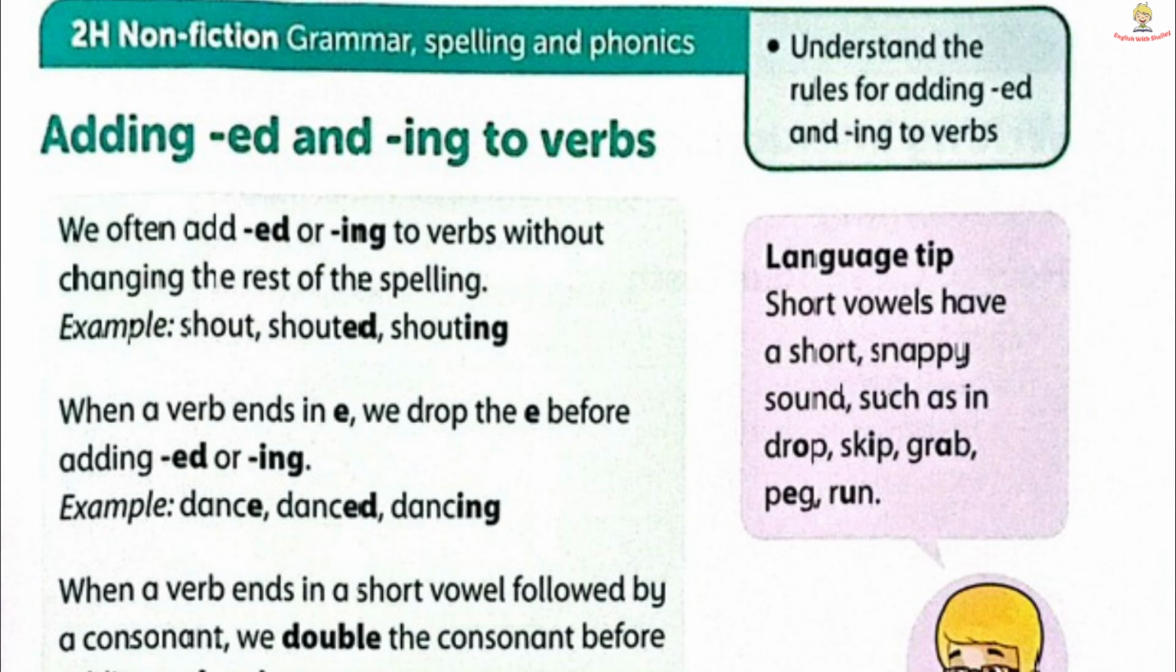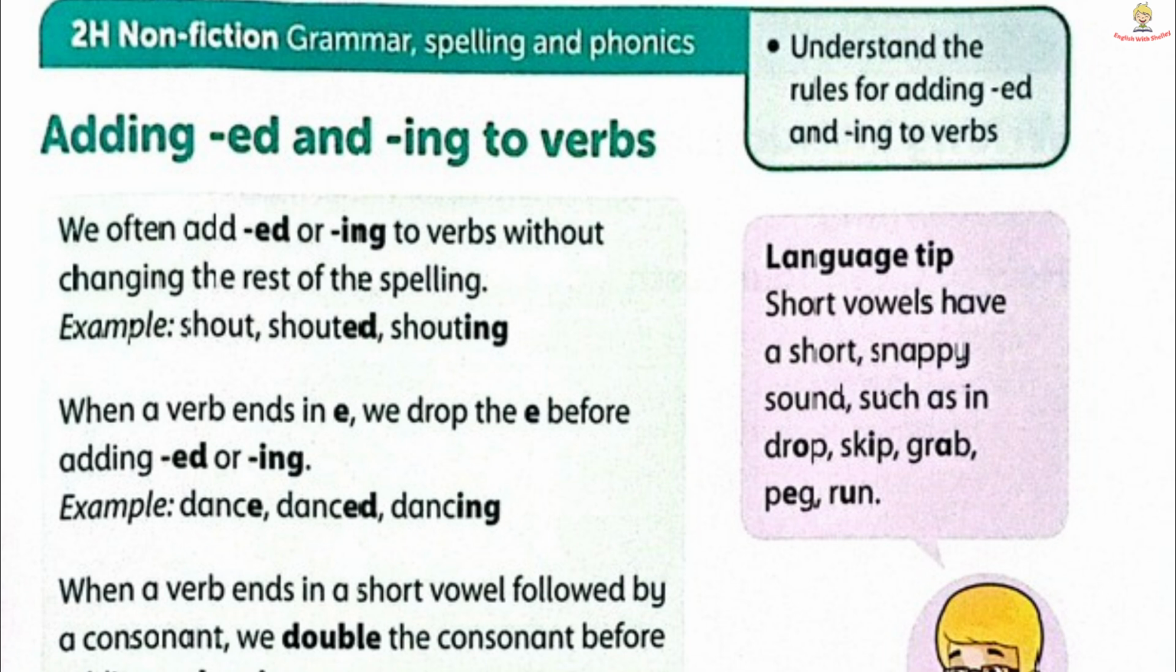Now move to the next page, adding ed and ing to the verbs. So here we learn how to add ed and ing, and where and when to add ed and ing with the verb. We often add ed and ing to a verb without changing the rest of the spelling. So mostly we add ed and ing with the word. We cannot change the spelling of that root word. For example, like shout. So we add ed and ing with shout without making any changes.